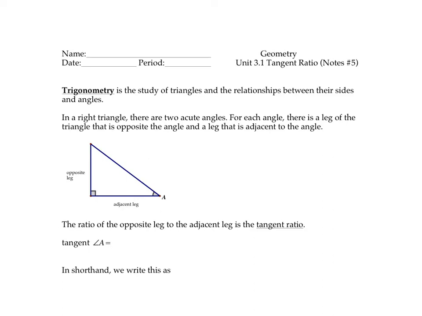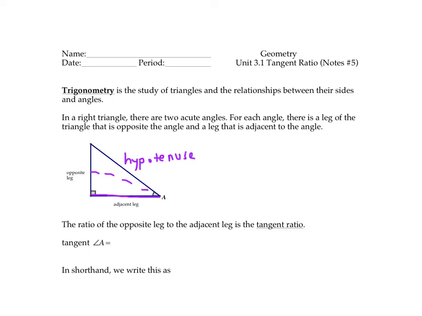For each angle, there is a leg of the triangle that is opposite the angle and a leg that is adjacent to the angle. So if you take a look at our diagram, we've got angle A marked with a single arc. If you go all the way across the triangle to this side, then we say that that is the opposite leg. And then the side that helps to form the angle is called the adjacent leg. Some people make the mistake and label the hypotenuse as the adjacent leg. The hypotenuse is just always labeled the hypotenuse.